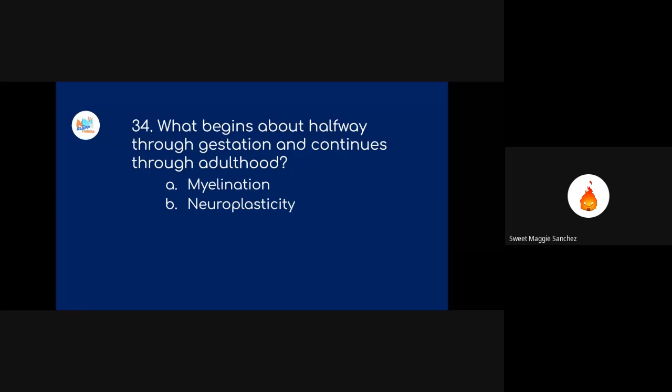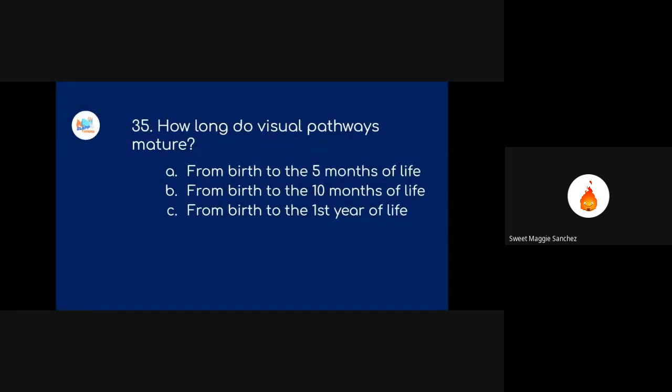Okay, timer stops. Question 35. How long do visual pathways mature? Is it A, from birth to the 5 months of life, B, from birth to the 10 months of life, or C, from birth to the first year of life?